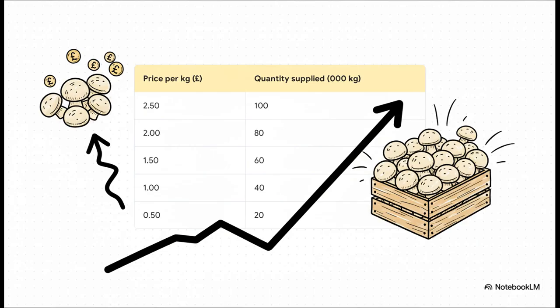Notice the difference? With supply, the relationship between price and quantity is positive. It makes sense, right? As the price farmers can get for their mushrooms goes up, their incentive to grow and sell them goes up too. At just 50p, they only offer 20,000 kilos, but at £2.50, that jumps all the way to 100,000.